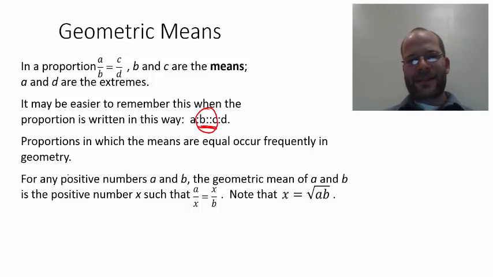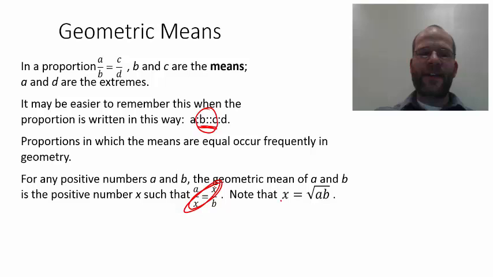For any positive numbers A and B, the geometric mean of A and B is the positive number x such that A over x equals x over B. So you see here we have the means, x and x, they're equal. We call that, in this context, the singular geometric mean. So we can find the value of that mean if we know the values of A and B.